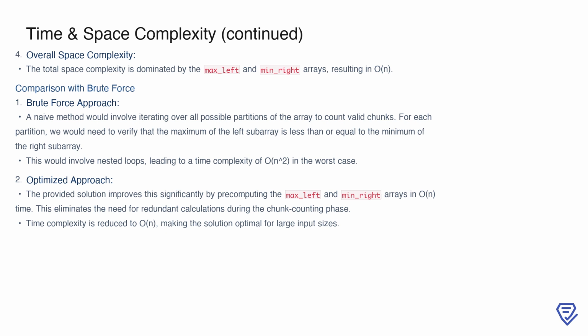By contrast, the optimized solution avoids redundant calculations by pre-computing the max_left and min_right arrays in linear time. This allows us to count chunks with just a single pass, reducing the time complexity to O(n). This improvement makes the solution much more scalable for large input sizes.